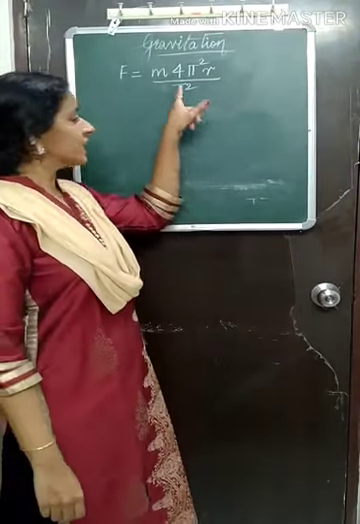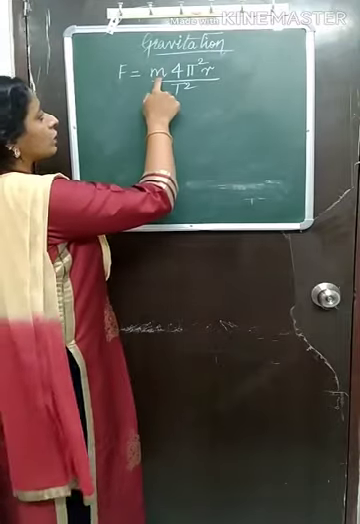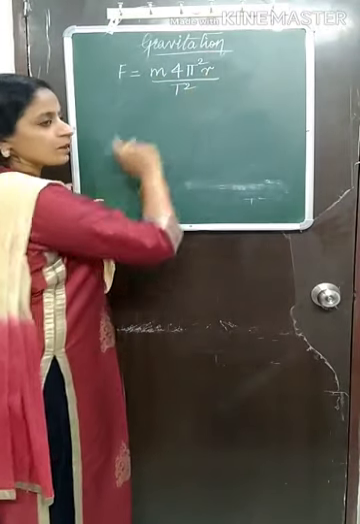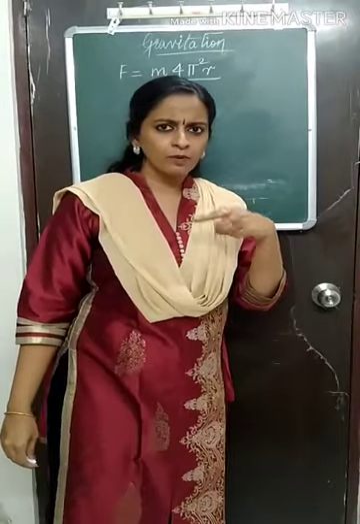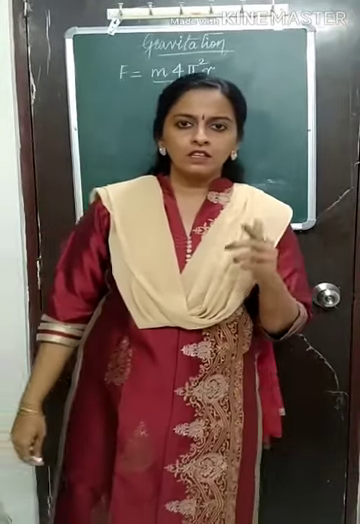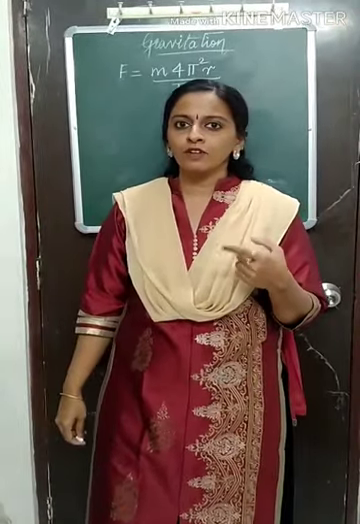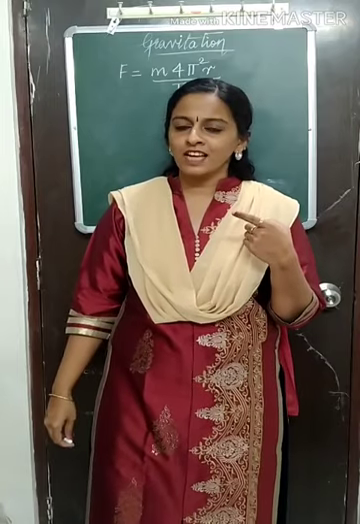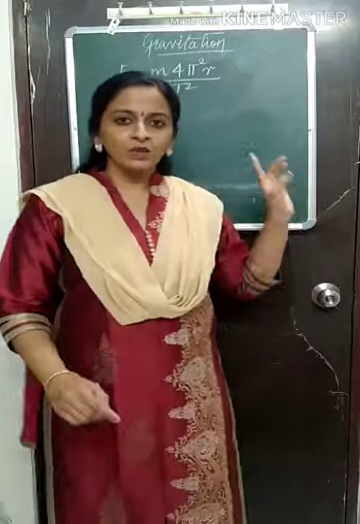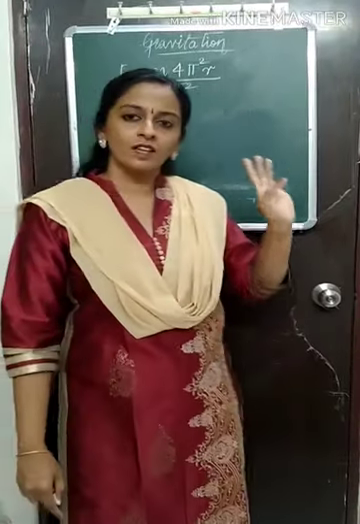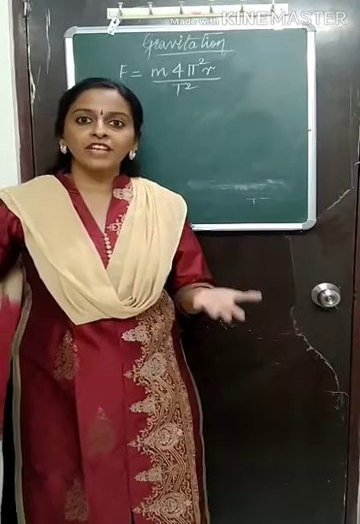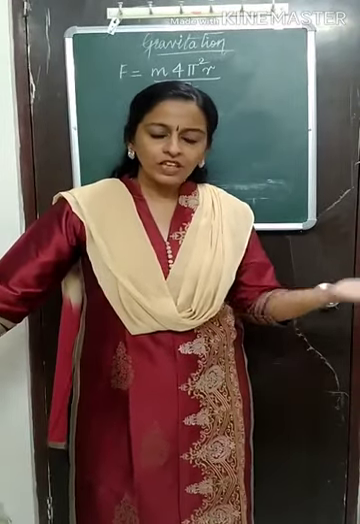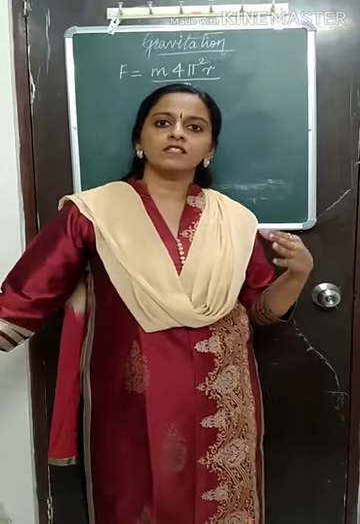So we had got till here. F is equal to m 4 pi square r upon t square. Now this t square, are you able to remember something? T square, the square of period of revolution. Who had given this? Kepler. So now you believe me that Newton had used Kepler's laws to formulate the centripetal force or the gravitational force. So he got this idea from Kepler's third law.